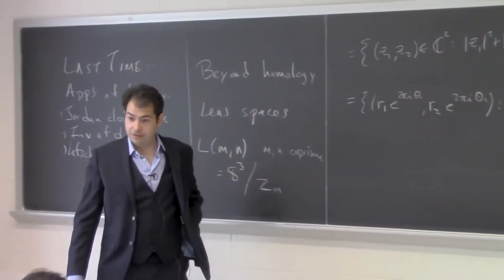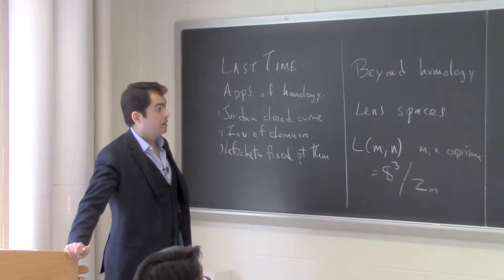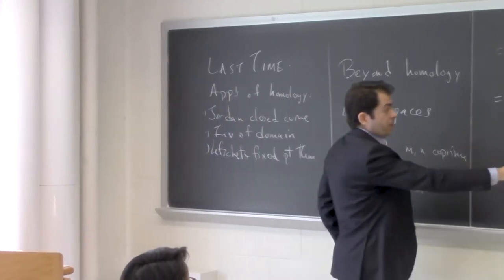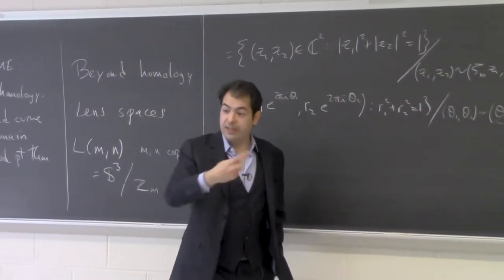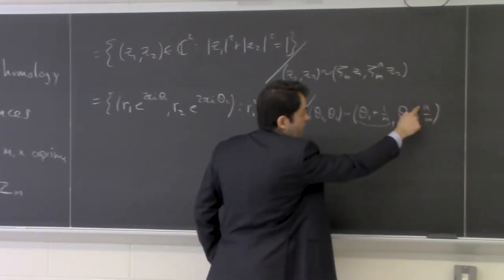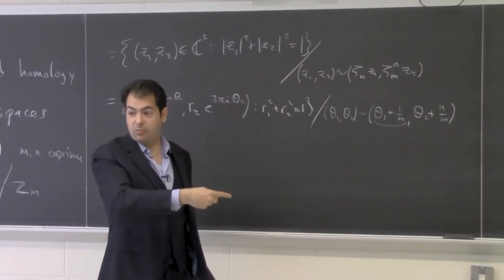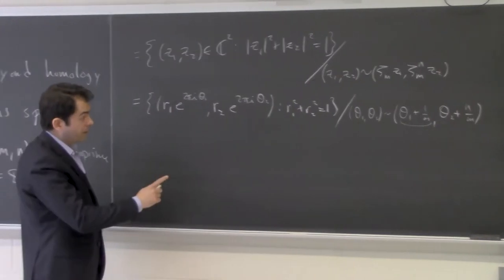Yes? Over here you wrote S3 mod Zm. Does the n come into play somewhere? Yes, it's the nth root of unity. So as you see, here I'm adding 1 over m, so I have to do this m times to get back where I started. And this guy is doing something different, but because they're relatively prime, I have to add m times before I end up back where I started. So this is the action.